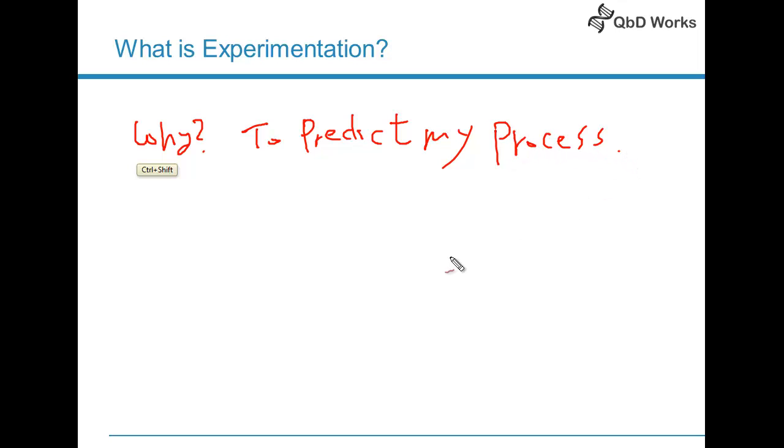So why experiment? As a scientist, I like to predict my process. So I like to foresee what the outcome of my process is after tweaking a few knobs here and there, process parameters and so forth.